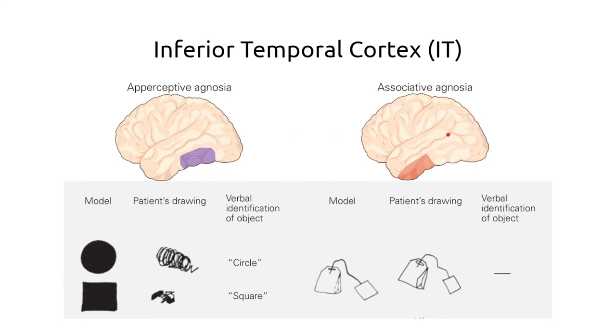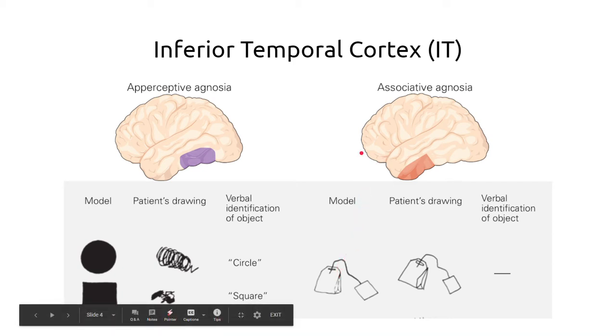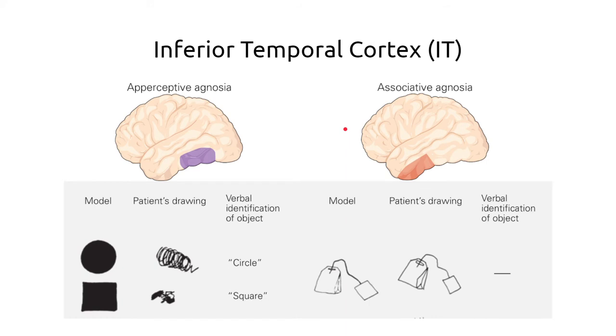In contrast, we've got a slightly different part of this pathway a little bit later, which is called associative agnosia, where I can show them a picture, and here we're doing a nice complicated picture. It's a tea bag, and you ask them to draw it, and they draw it fine. You ask them to identify it, nothing. They're perfectly good at representing what they're seeing, just not good at mapping it onto terms.